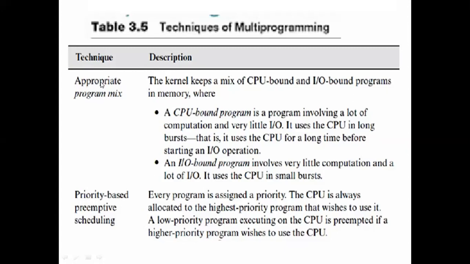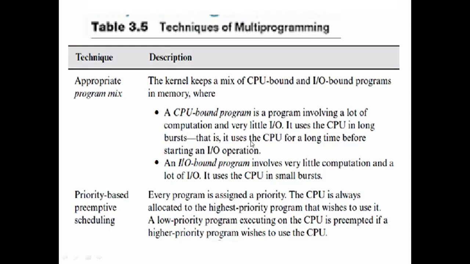The technique is appropriate program mix. What we know regarding appropriate program mix is that in the memory, the kernel is able to keep a perfect mix of CPU bound programs as well as IO bound programs. The meaning of a CPU bound program is nothing but a program which involves a lot of computations and very little IO operations. So this CPU bound program will be using the CPU in long bursts. The use of CPU is more in the CPU bound program.